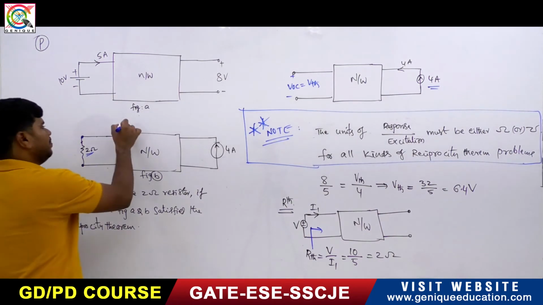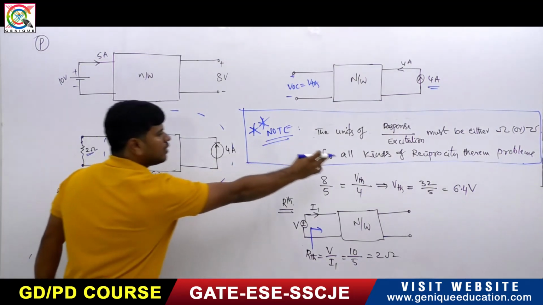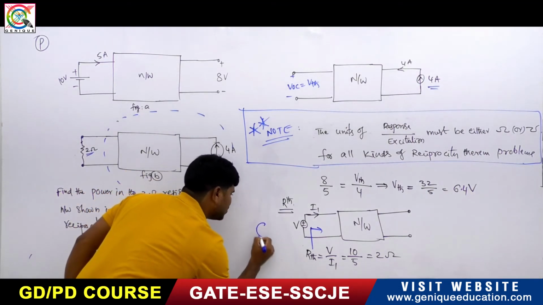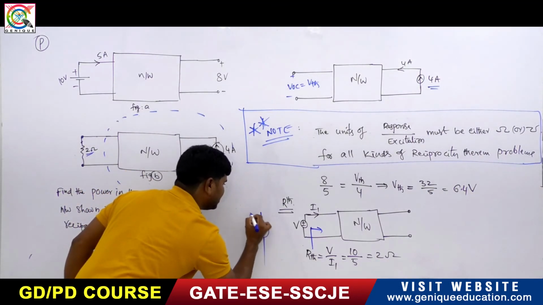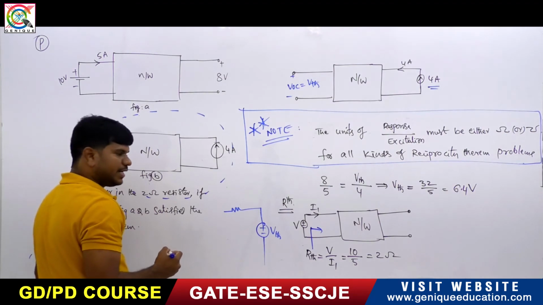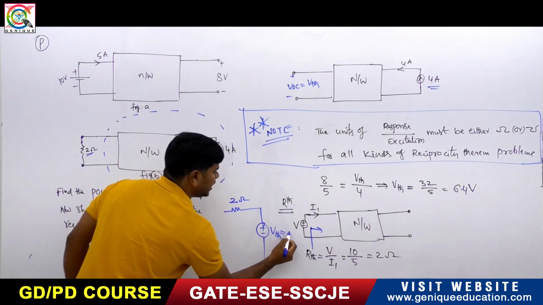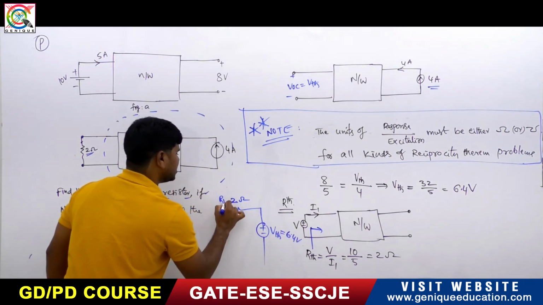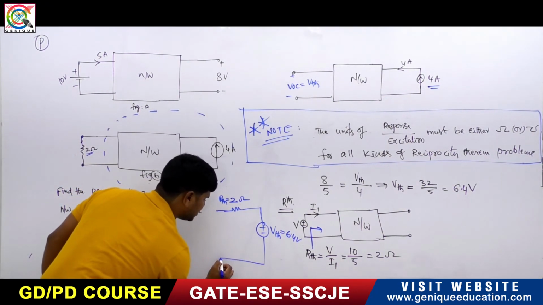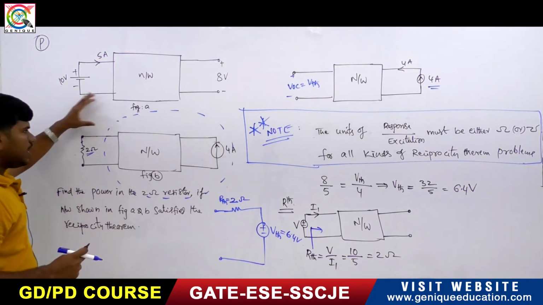Okay, so now by using Thevenin's theorem, we found that this entire network can be replaced by one voltage source in series with a resistance. What is that voltage source? This is the VTH. What is the resistance? RTH is equal to 2 ohms. VTH is equal to 6.4 volts. Right? So now this is the circuit equivalent to this entire network.